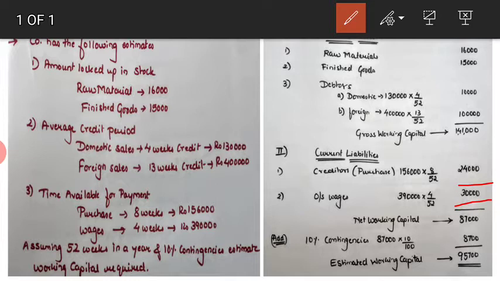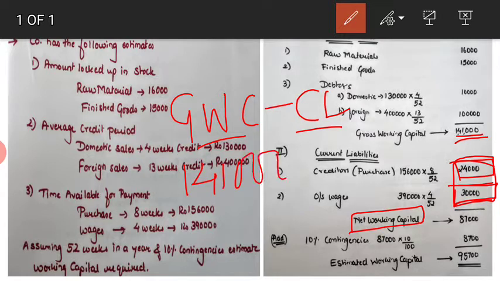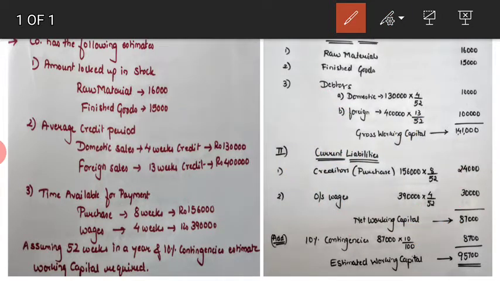Now what is the next step? We have to find out the net working capital. How do you find out the net working capital? It is gross working capital minus current liabilities. So what are the current liabilities here? 24,000 and 30,000, that is 54,000. So 1,41,000 is your gross working capital minus 54,000 gives you 87,000. Now what is this 87,000? 87,000 is your net working capital. I hope you're clear with this calculation of 87,000. I'll just repeat. It is gross working capital, that is the total of current assets, minus the total of current liabilities. So 1,41,000 minus 54,000 gives you 87,000. So 87,000 becomes your net working capital.